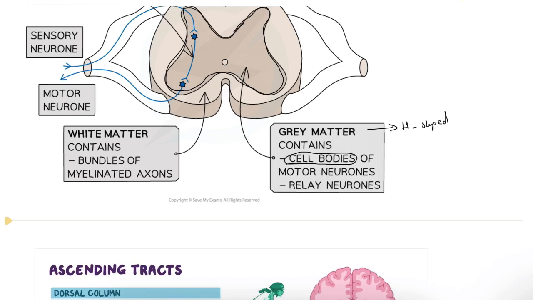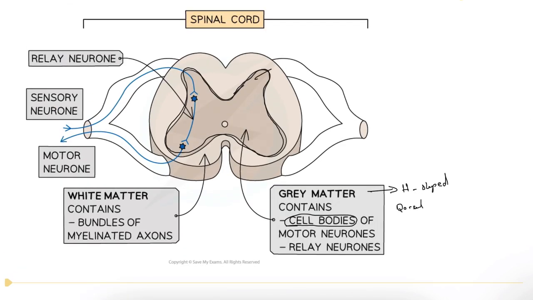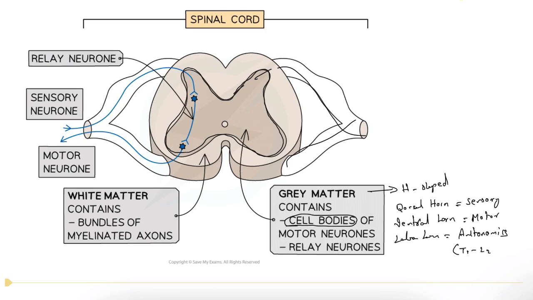In this gray matter, the dorsal horn, that means the back side of the horn, will take sensory input. The ventral horn, that means the front one. Ventral means anterior, dorsal means posterior. In the ventral horn we see motor related things. This lateral horn helps with autonomics, mostly from T1 to L2.